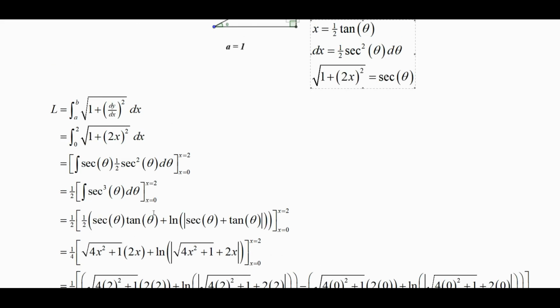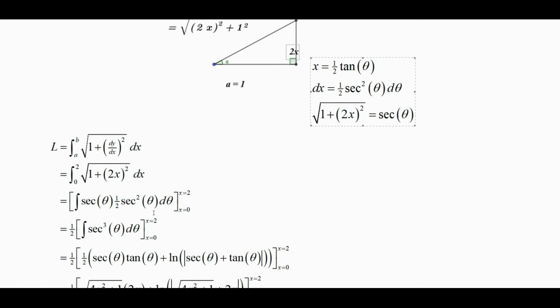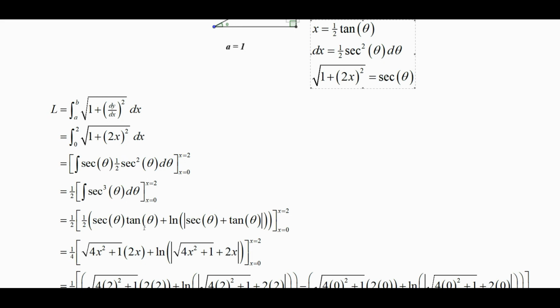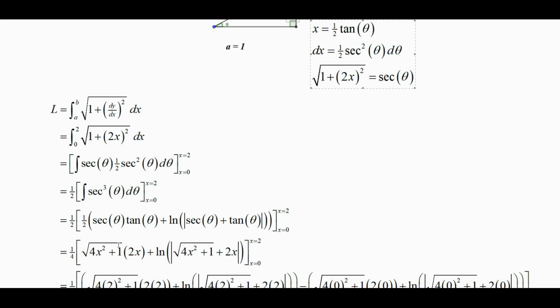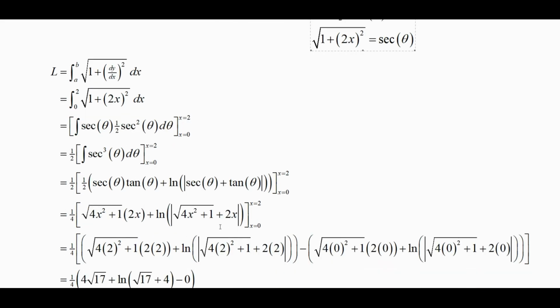Now we got to go back to our triangle and substitute back in. So secant of theta is the square root here, square root of, let's call it 4x squared plus 1. Tangent of theta is the 2x over the 1, so that's just 2x. And secant theta again is that square root, and tangent theta again is the 2x. Now we're going to evaluate from 0 to 2. We still got our fourth out here. So you take all this and plug in a 2 everywhere there's an x. There, there, there, there. Minus, plug in a 0 everywhere.